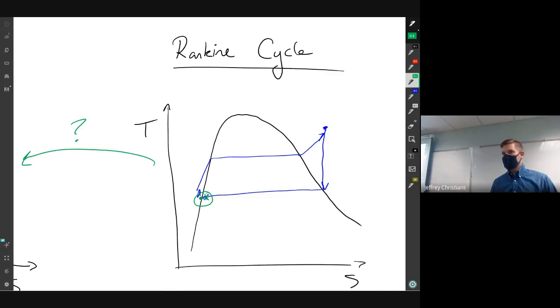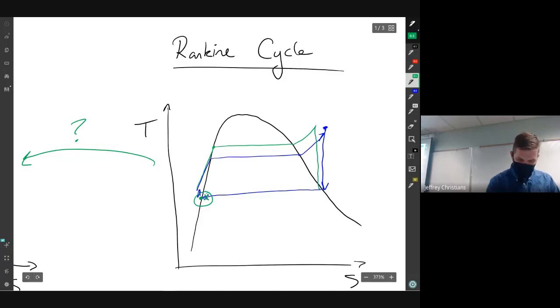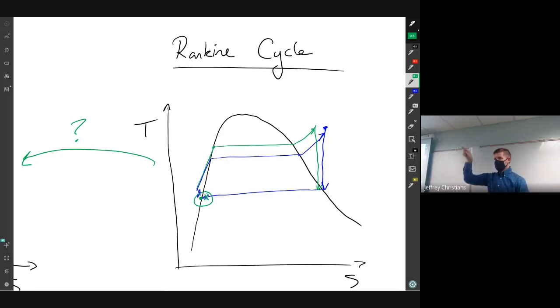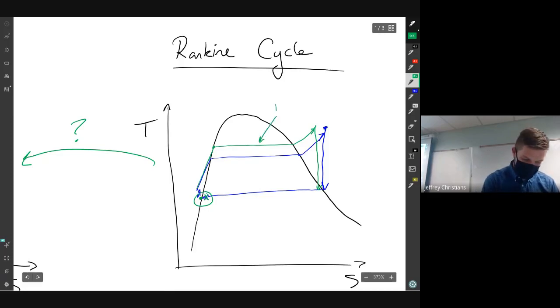One way is to raise the pressure in the boiler. What that would do is we would go then up to, say, here, and it would look something like that. And you can see we kind of shrunk how big our little swoop was, a little like Nike swoosh. So this is higher pressure in our boiler.